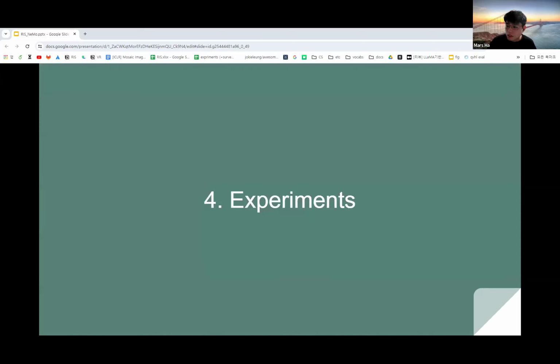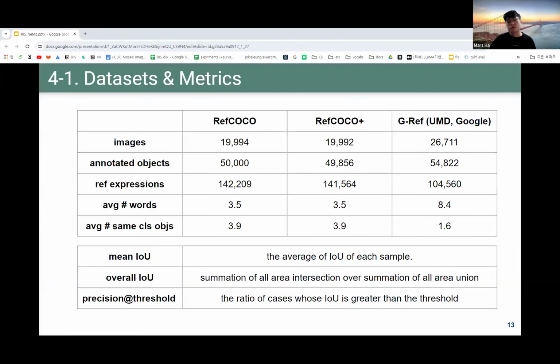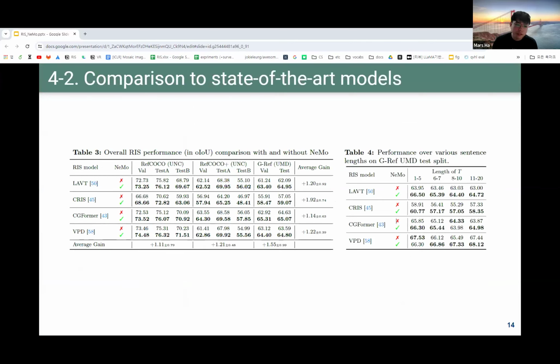So next is the experiment results. So these are the benchmarks and metrics. I'll skip this as I already mentioned these. So here is the main performance table. After augmentation with negative mosaics, we achieved consistent improvements in performance over different models, different datasets, and also on the different lengths of the referring expressions, showing the effectiveness of the method.